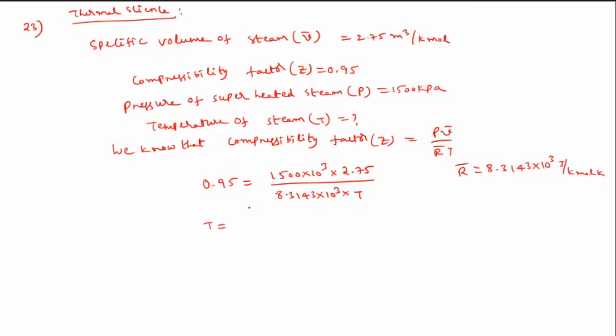So we'll be getting the value of T, around 522.24 Kelvin. We have to convert it to degrees because they asked in degrees. So 522.24 minus 273 will be around 249.24 degrees centigrade. Okay, so the answer is 249.24 degrees centigrade.